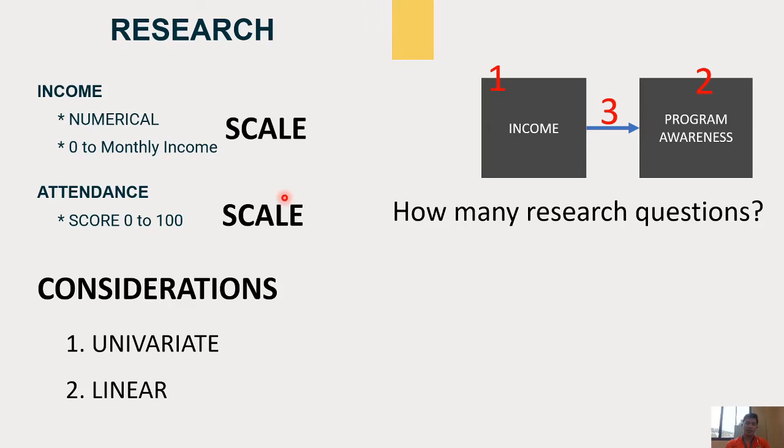Number three consideration is in the part of the IV or independent variable. In this, how many IVs are there? There is only one IV, so it is called simple. Otherwise, it would be multiple. Okay? And number four is what is the level of measurement of IV? So the level of measurement of IV is scale, and it is termed as regression.